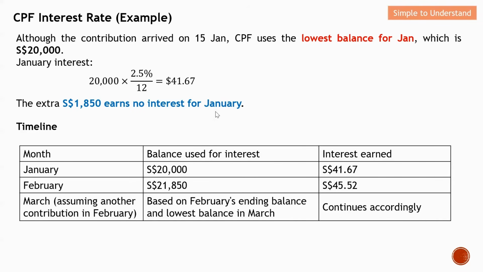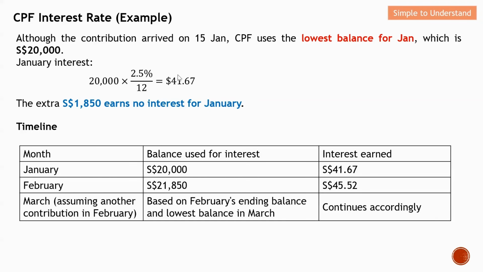How do we compute the interest for January? This will be the amount in the OA. OA earns an interest of 2.5%, and we compute it on a monthly basis. So this is how we compute our interest for January, based on the 20K in the OA account.